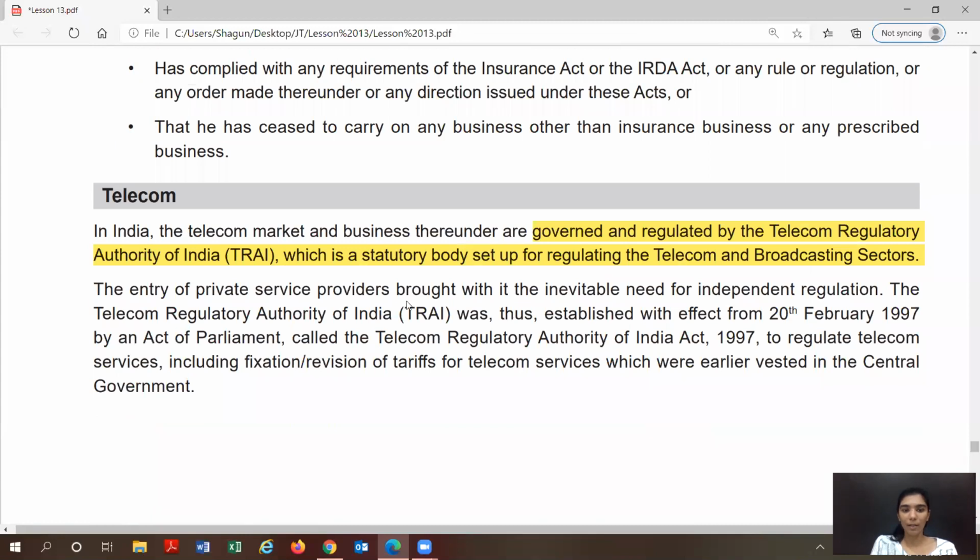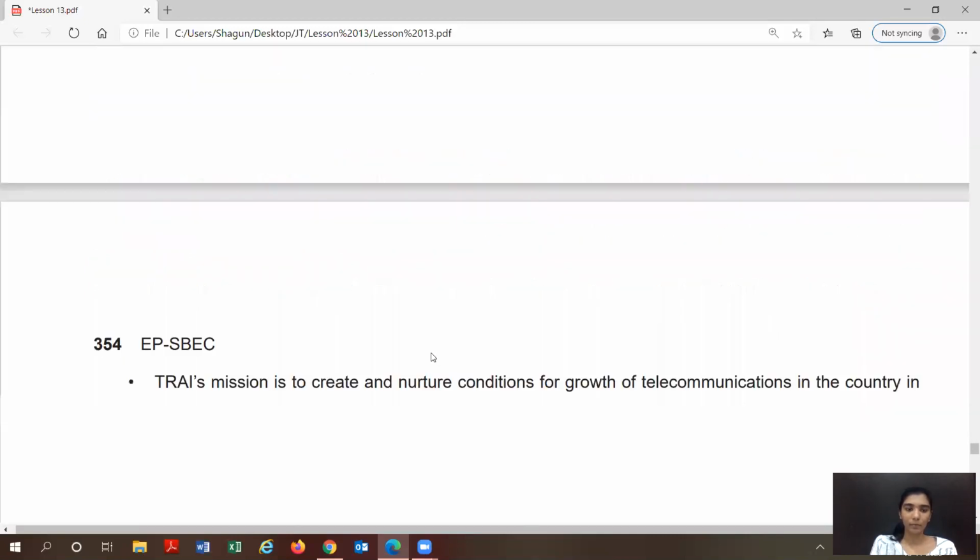Now telecom industries जो होती है, they are regulated by TRAI or the Telecom Regulatory Authority of India. So basically all your broadcasting, telecom business, TVs वगैरह, they are regulated by TRAI.